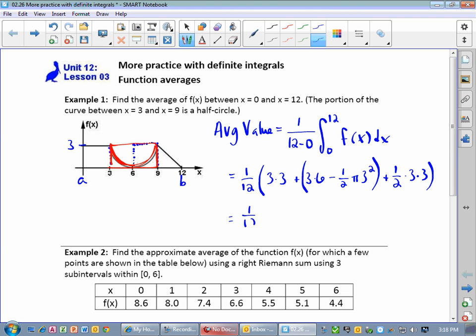And so we have 1/12 of, now if we multiply all this out, being really careful typing into the calculator, we get 17.36283 as that integral. We want 1/12 of that, and so we get our final answer of 1.447. The average value of that function on the interval from 0 to 12 is 1.447.